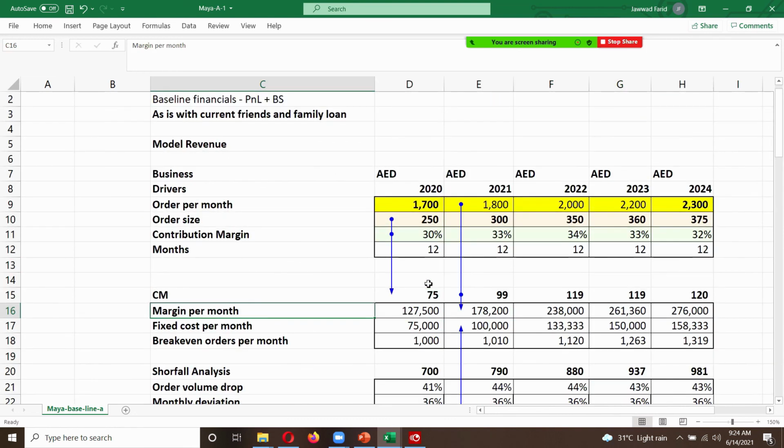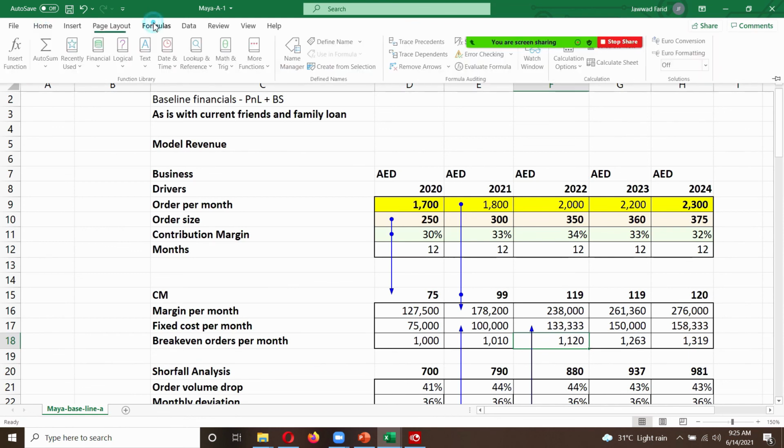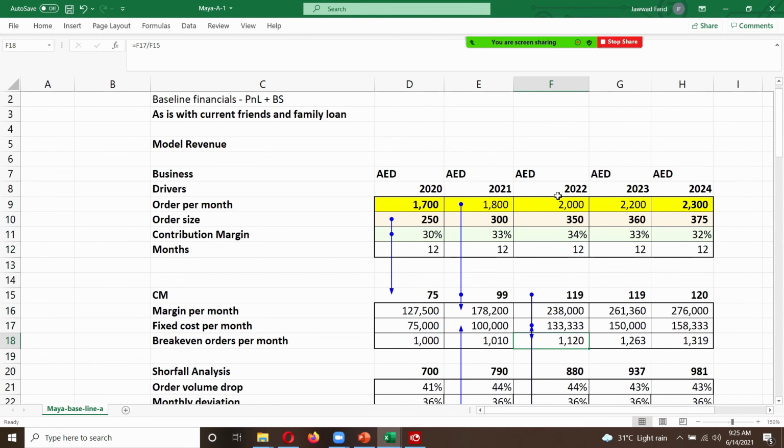All right. So break-even orders per month, what does that mean? That basically means, if this is their fixed cost, how many orders does Maya need to cover those fixed costs? So if their fixed cost is, let's say, 133,000 per month, then from the contribution figure they have available, their take is that they need about 1,100 orders to break even. Okay, does that make sense?